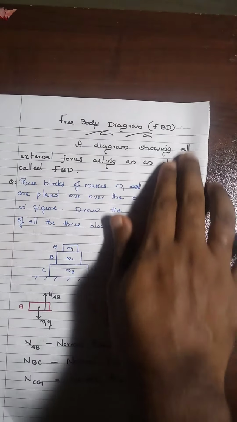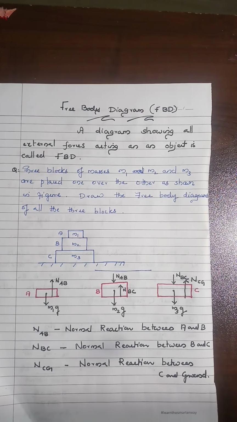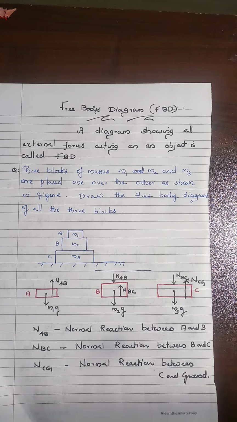A very important concept: the free body diagram. The diagram to show all the external forces acting on an object. Look at the figure. Three blocks of masses m1, m2, m3 are placed one over the other as shown in the figure. Draw the free body diagrams of all the three blocks.